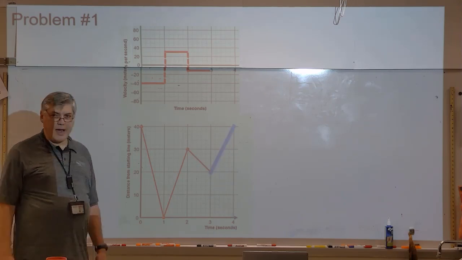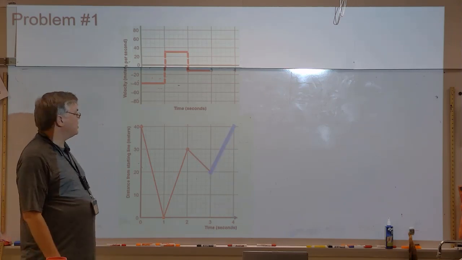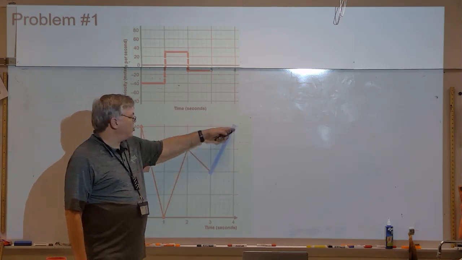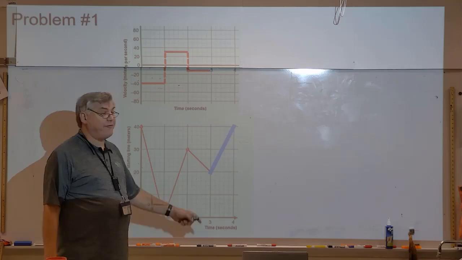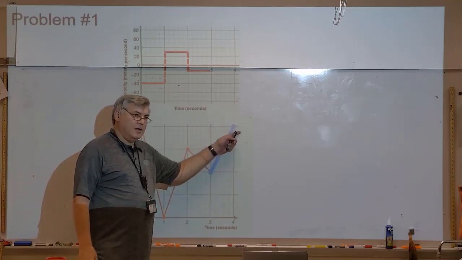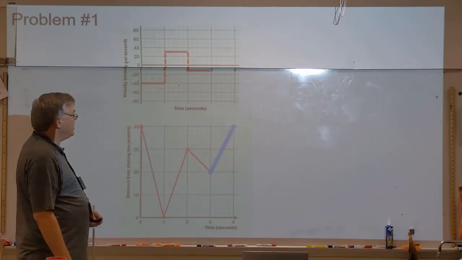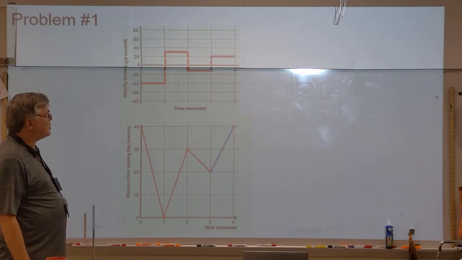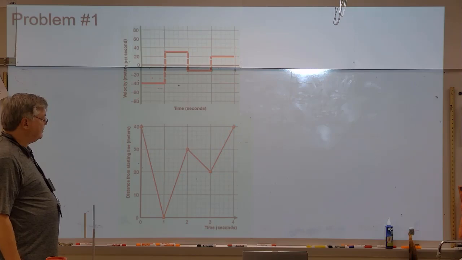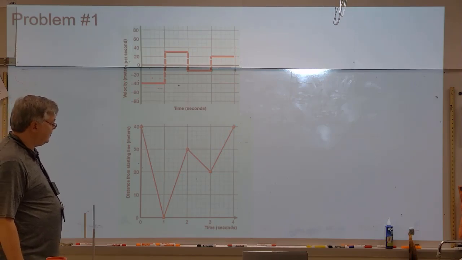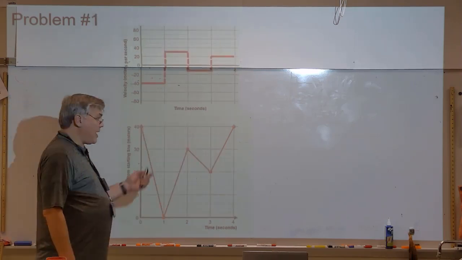Next one, forward or backwards? Forwards. And we're going up 20. I say up, we're going forward 20. We have positive slope in 1 second, so that's 20 meters per second. Okay. Everybody have that?